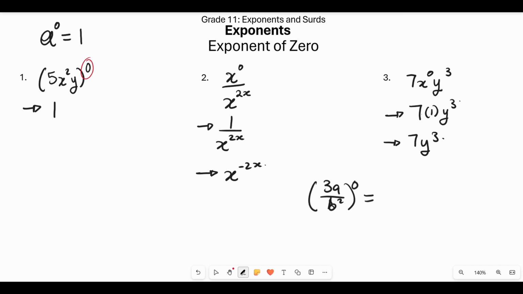Here, anything that is inside the bracket is equal to what? To 1 if it is raised to the power of 0. That is just the simplicity of the exponent of 0.